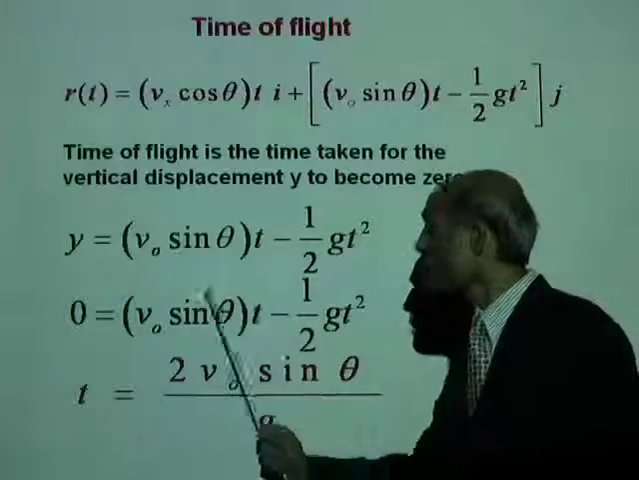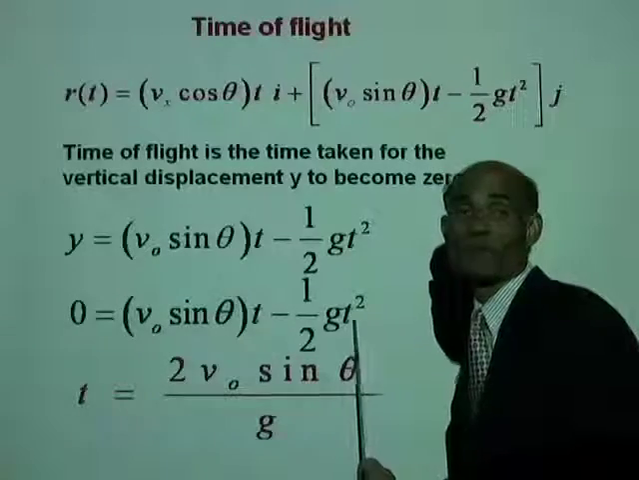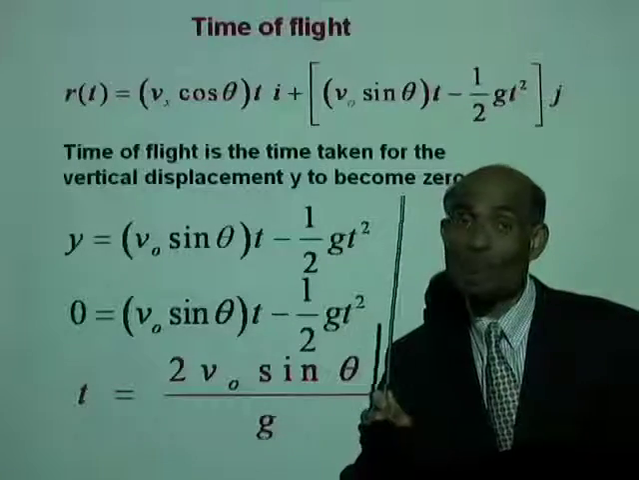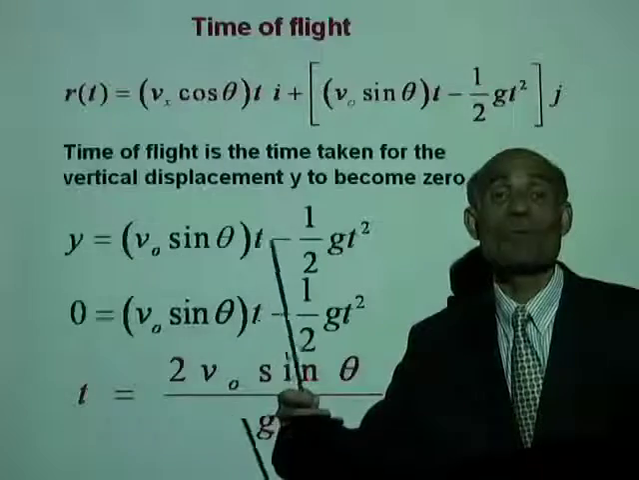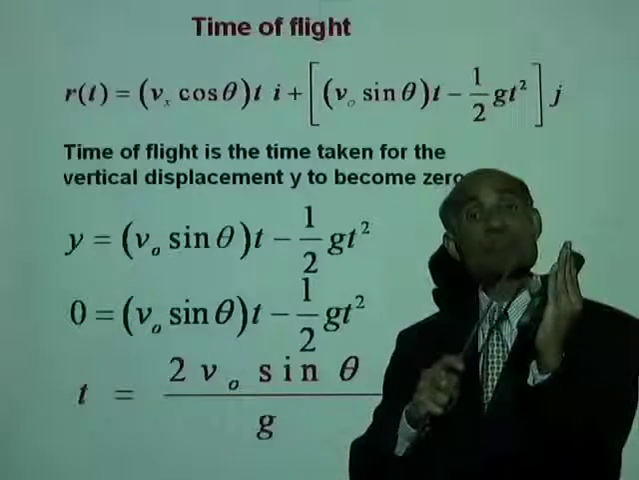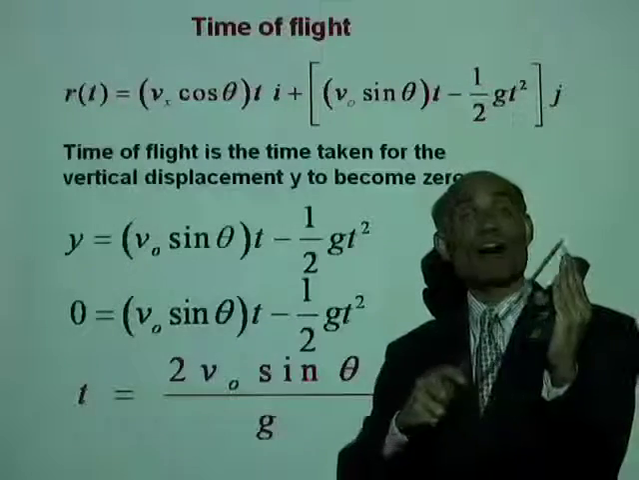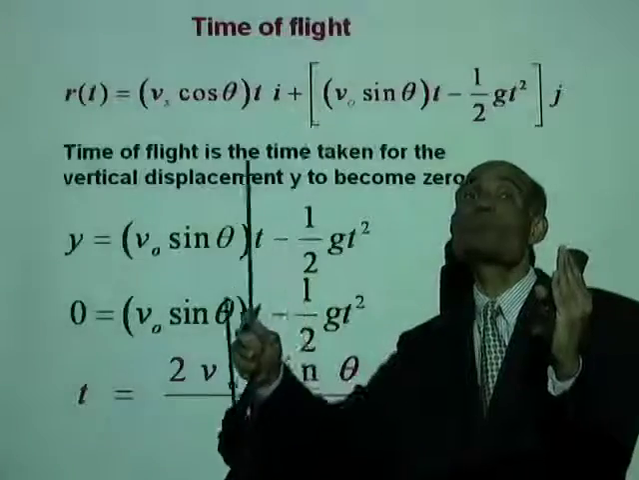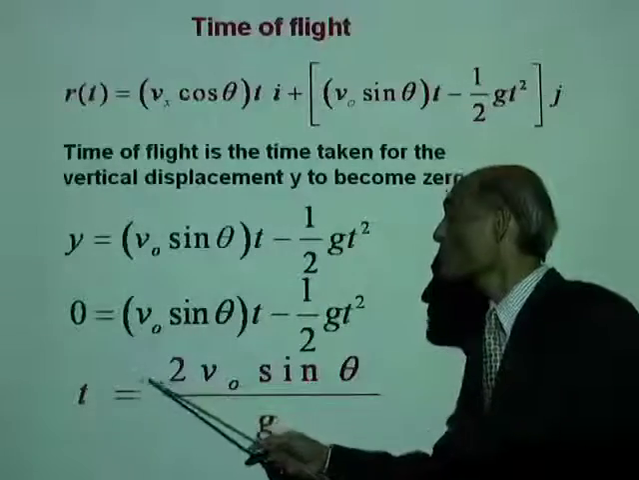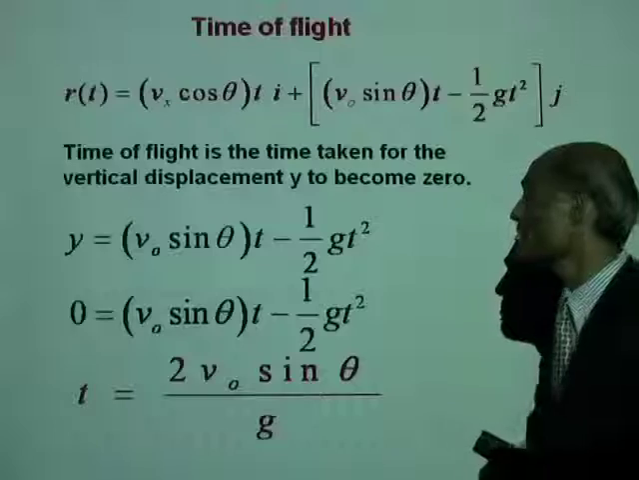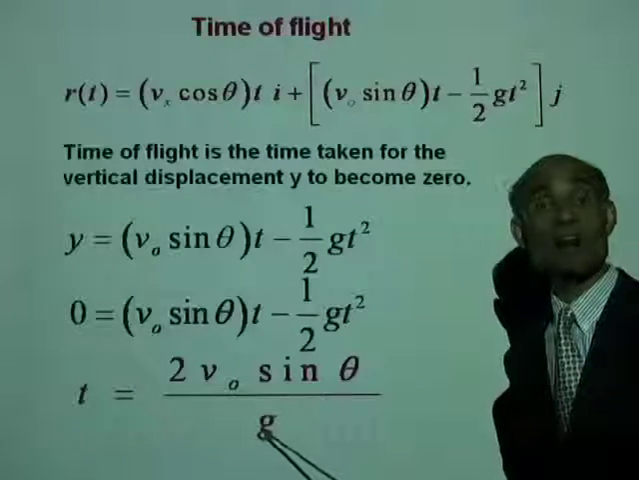Well, factor out a t. That means one value of t will be 0. Why? That is the time when the projectile begins. And the other time will be the time of flight, which will be 2V0 sin theta divided by g.